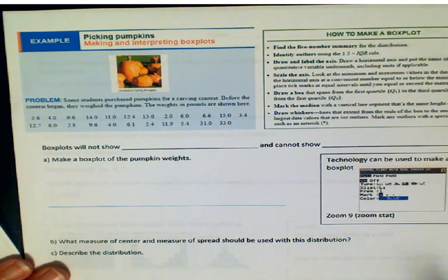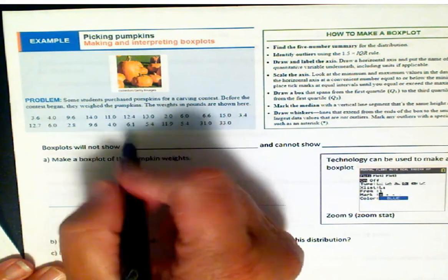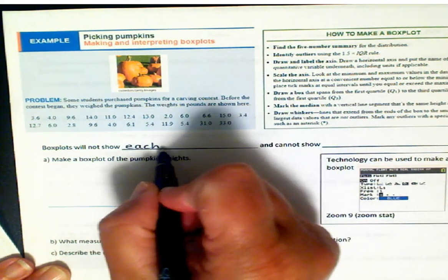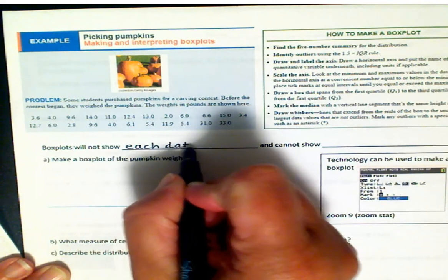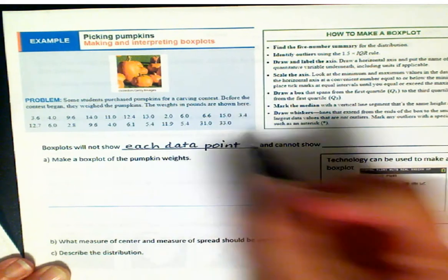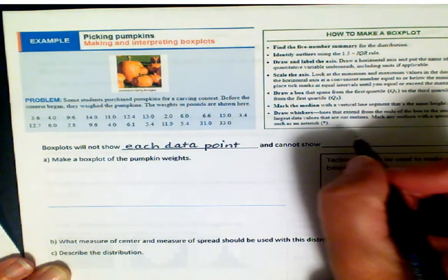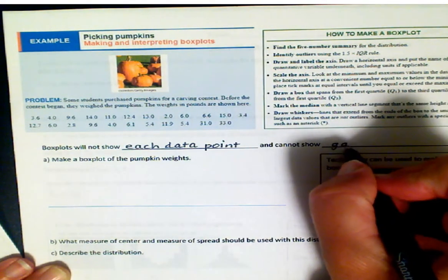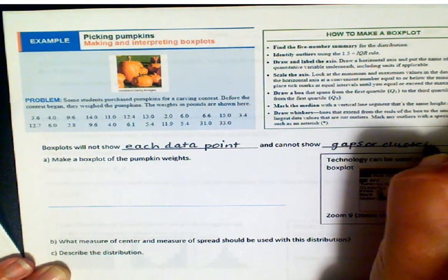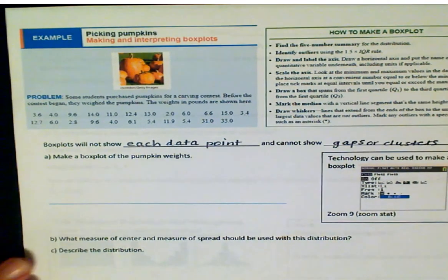So box plots will not show each data point. This is kind of a downfall of these, because it does not show each data point as a dot plot does, okay? And it cannot show gaps or clusters. So these are kind of some things you need to keep in mind. Make a box plot of the pumpkin weights.